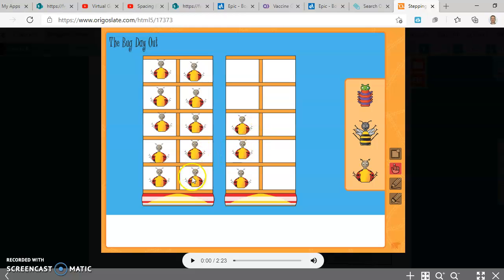And 13 is 1, 2, 3, 4, 5, 6, 7, 8, 9, 10, plus how many? 1, 2, 3. Good. Very good. I'm going to go and write that number right up here. 13 is 10 and 3 more. Which is kind of hard to write on there, but there it is. All right. So let me go ahead and erase that. Let's put a new number.